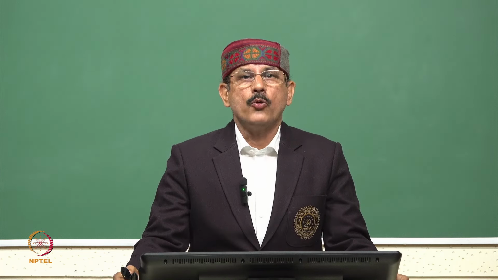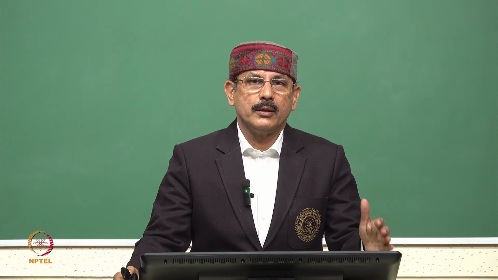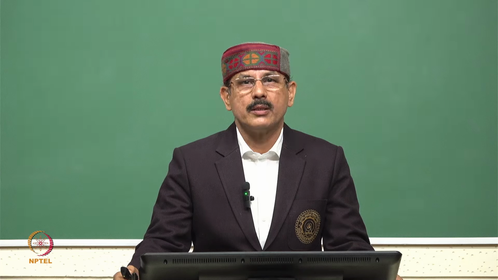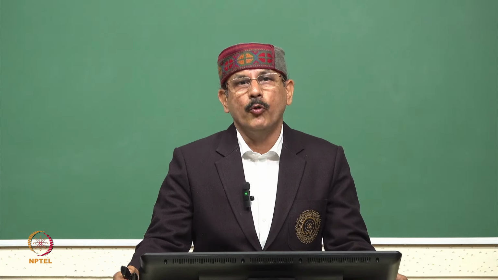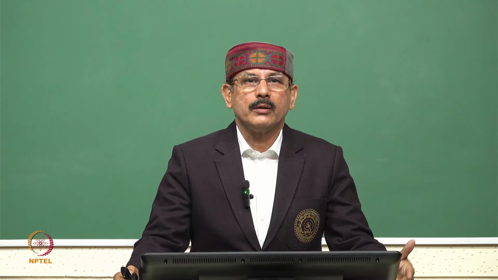The fourth one is outreach and inclusivity. The total weightage is 10%. Under that there are 4 sub-parameters: percentage of students from other states and countries, percentage of women, that is called women diversity, economically and socially challenged students, and facilities for physically challenged students. So let us talk about each component one after another.